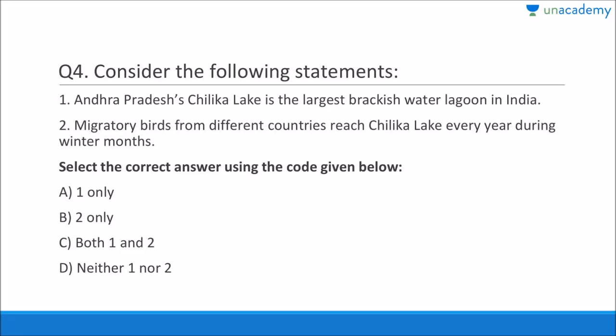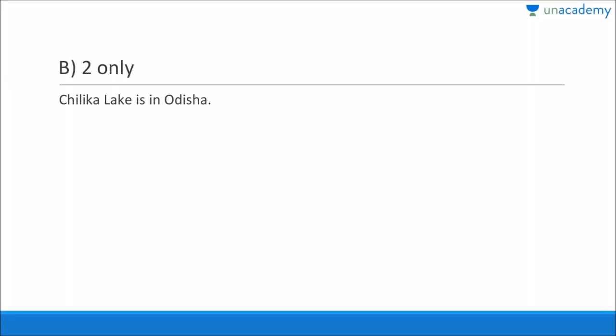This is wrong here. Chilika Lake is in Odisha. Been there. Irrawaddy dolphins, white colored. Migratory birds from different countries reach Chilika Lake every year during winter months. That is correct. So answer is B, that is 2 only. Chilika Lake is in Odisha.